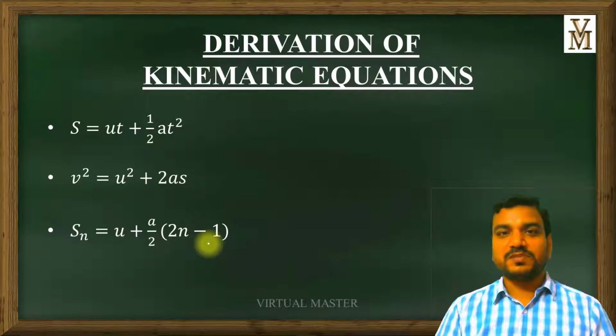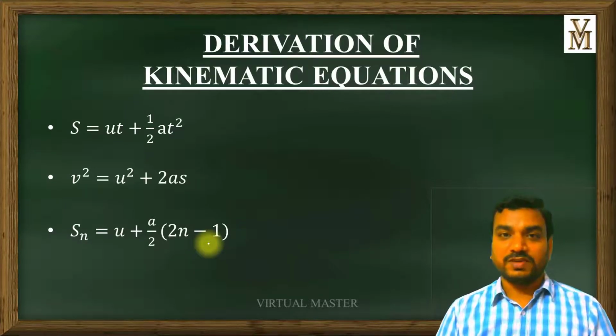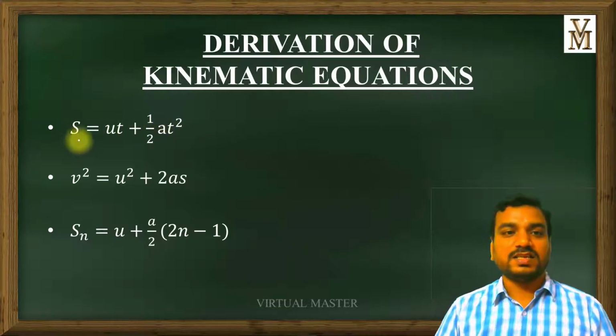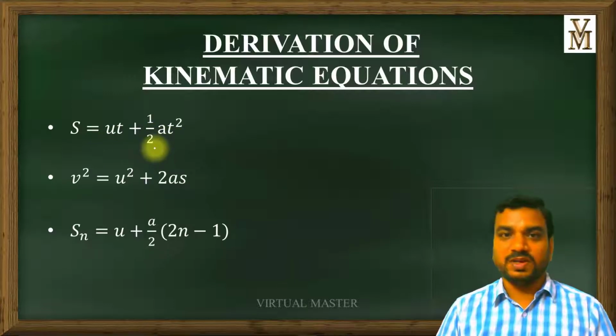In the previous session we derived one kinematic equation using the graphical method, that is v equals u plus at. In this session we are going to derive three more kinematic equations. The first one is distance covered by the object, that is s equals ut plus half at square. We are going to derive this formula by the graphical method only.